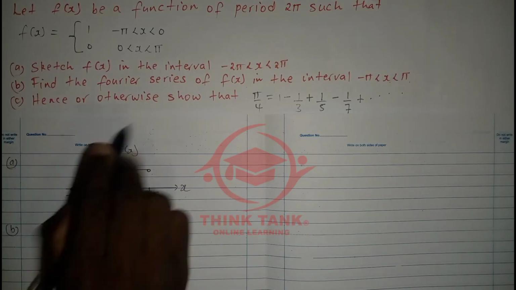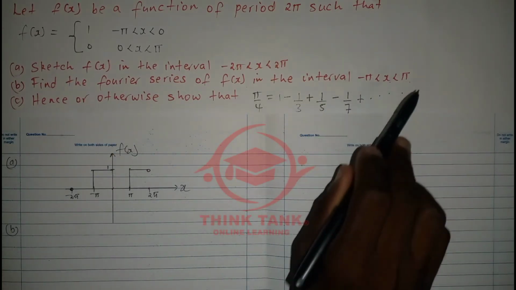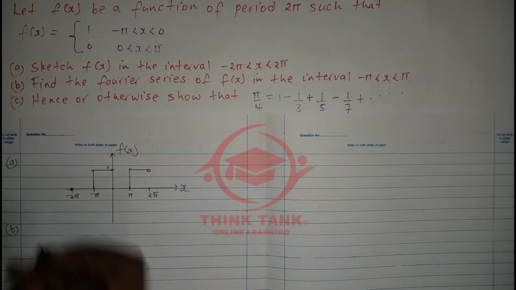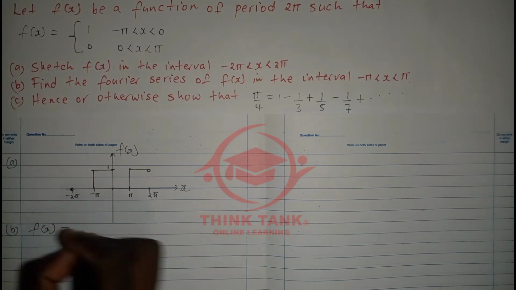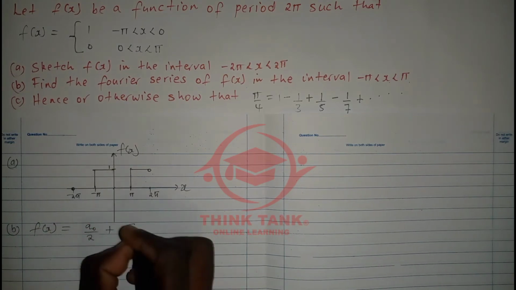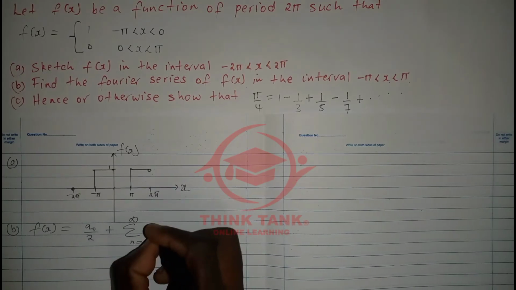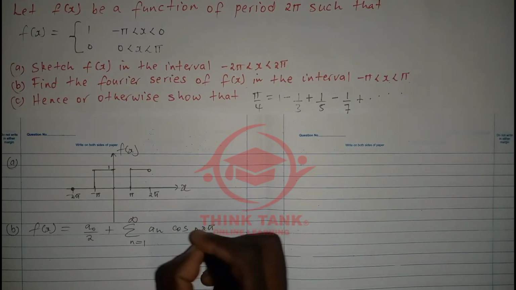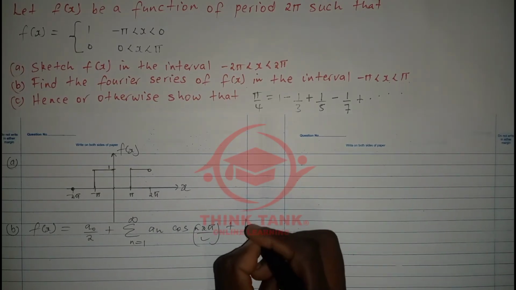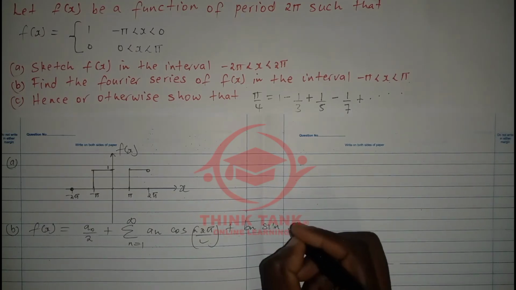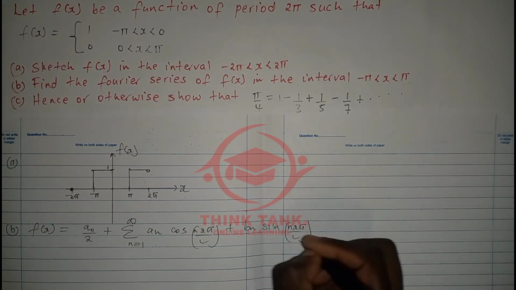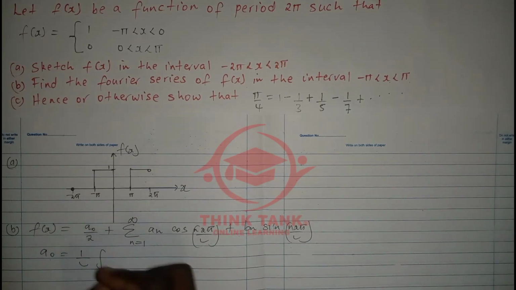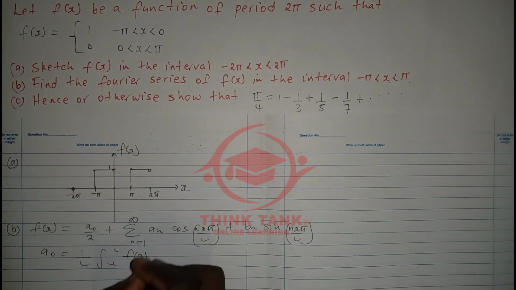For part B, we want to find the Fourier series of f of x in the interval negative pi to pi. You know that the Fourier series of a function f of x is given by a naught over 2 plus the summation from n equals 1 to infinity of a n, a Fourier coefficient, times cos of n x pi over L, plus b n, another Fourier coefficient, times sine of n x pi over L. If you don't know how to calculate a naught, a naught is going to be 1 over L, integral from negative L to L of f of x dx.